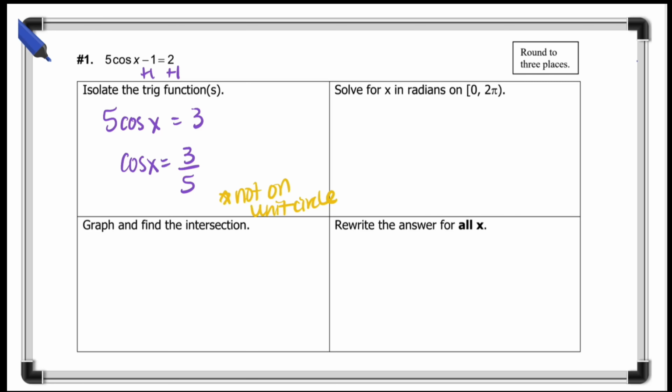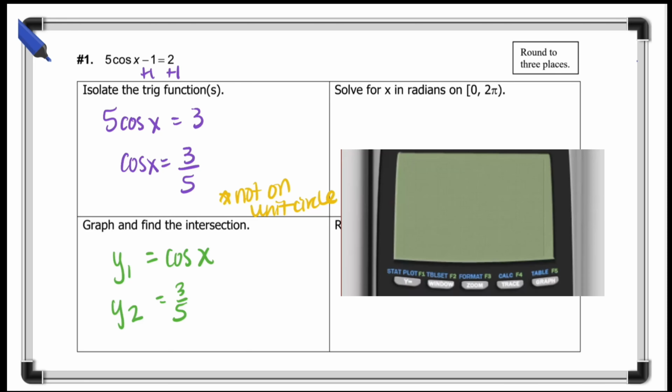So what we're going to do is graph and then find the intersection. So in your y1, you're going to put cosine of x, and in y2, you're going to put 3/5. Now finding the intersection would be figuring out and solving x.